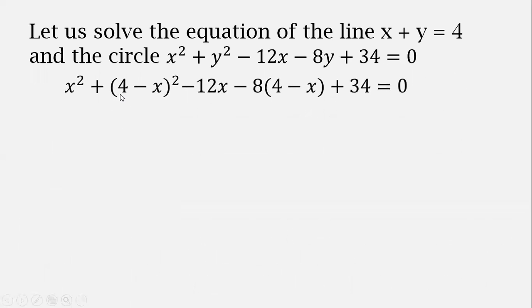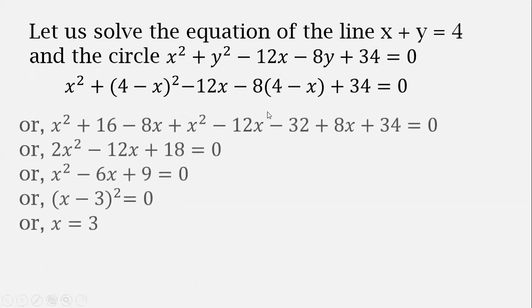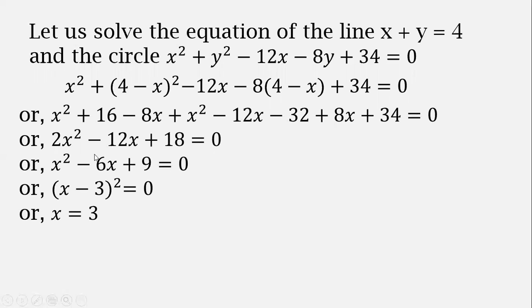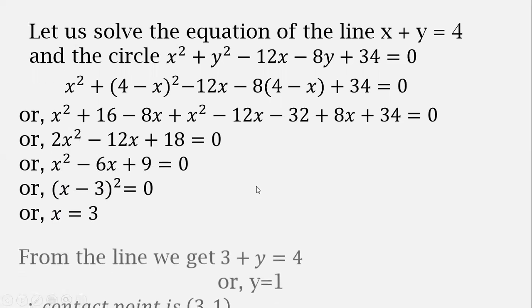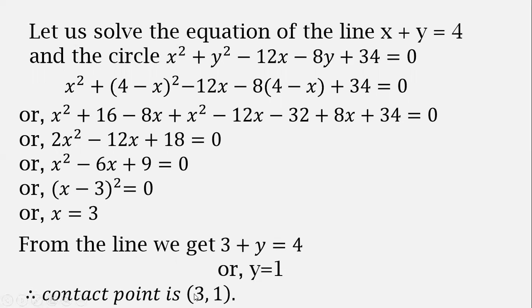We have put y is equal to 4 minus x in this equation, and after a simple calculation, you see it is 2x square minus 12x plus 18. Dividing both sides by 2, we get x square minus 6x plus 9, then it is (x minus 3) whole square, and finally x is equal to 3. Now if I put x is equal to 3 here, we get y is equal to 1. So what is the point of contact? (3, 1).